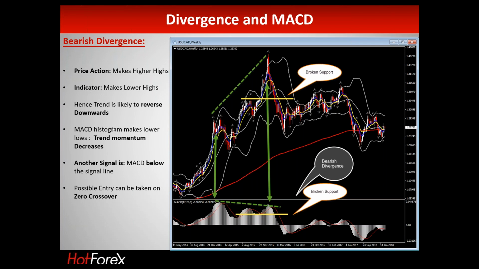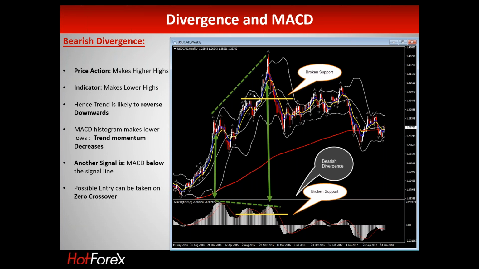As I said, if you see such a signal, it means that your trend is likely to reverse downwards. Also, if you check, the histogram makes lower lows as well, right? It's going down, up, down, up, down, down, down. That's another indicator that the upwards movement that we are currently in is running out of steam.